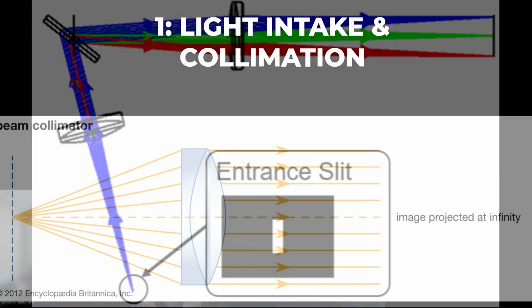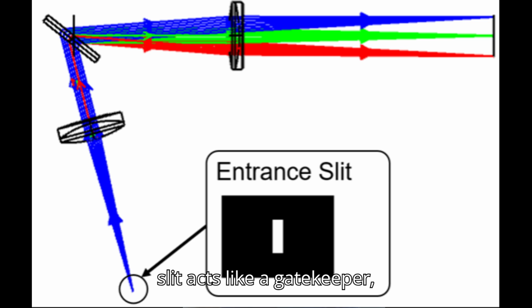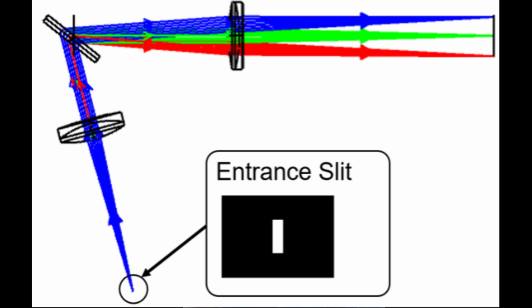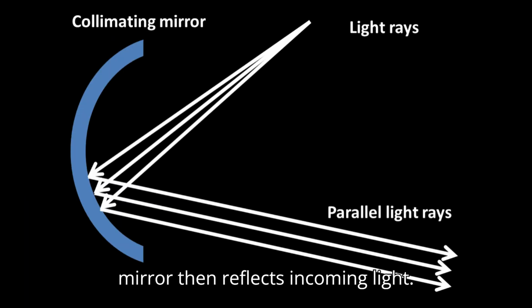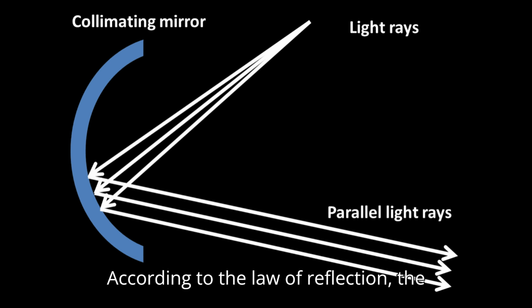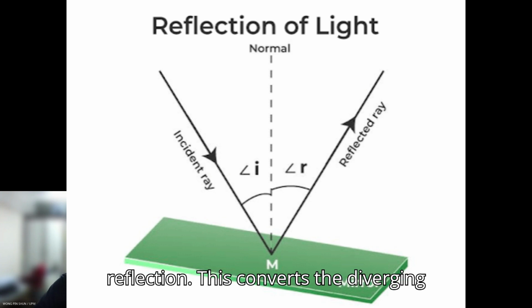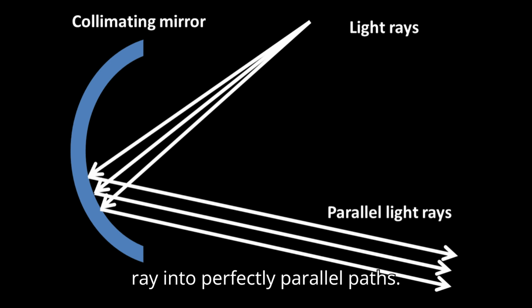The first step on how a spectrometer works is light intake and collimation. At the light entry, light enters through a narrow slit. The slit acts like a gatekeeper, controlling the beam width to ensure only focused light proceeds. By using the reflection principle, the collimating mirror then reflects incoming light. According to the law of reflection, the angle of incidence equals the angle of reflection. This converts the diverging rays into a perfectly parallel path.